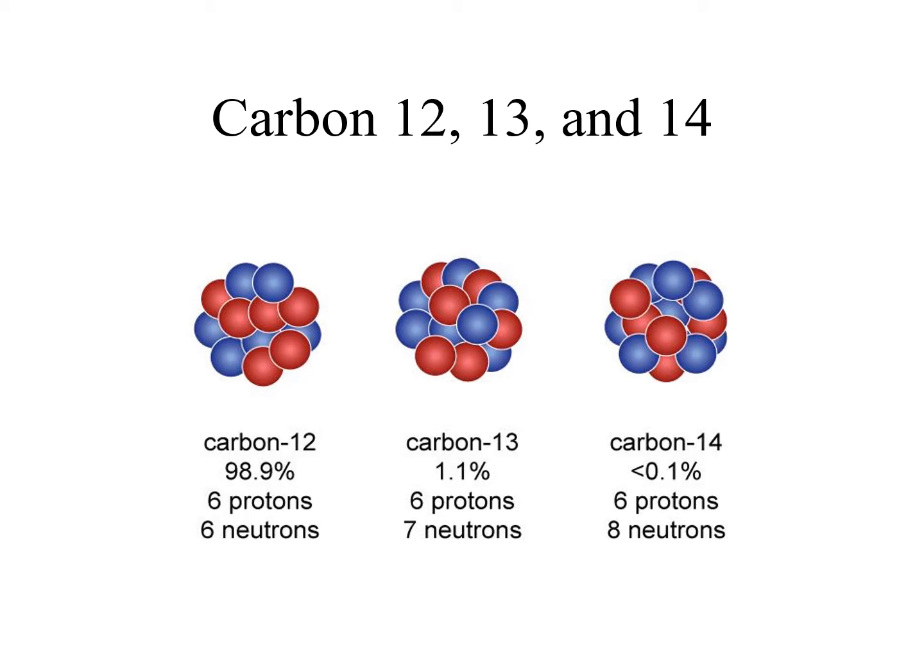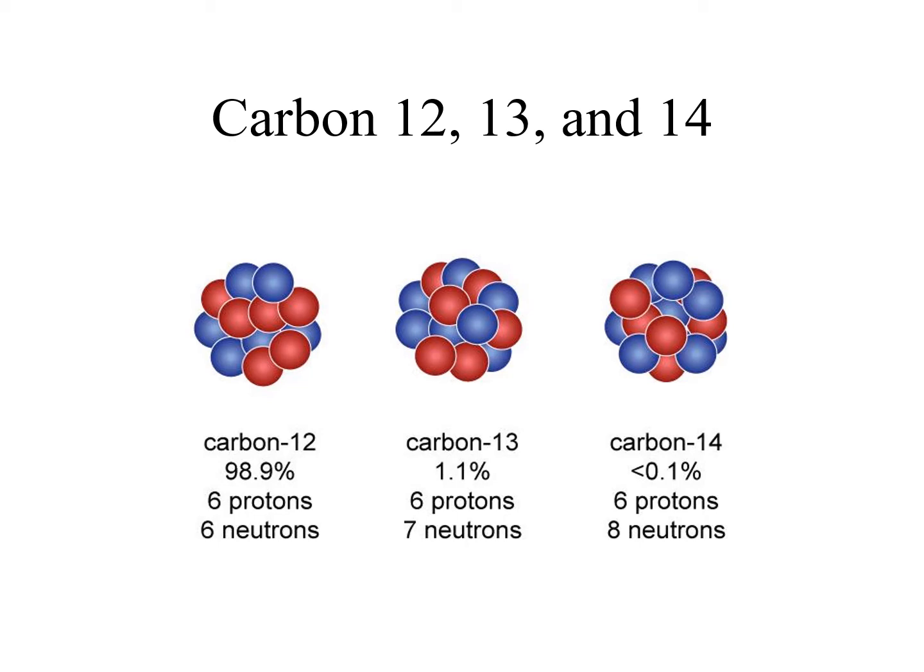Well, what we consider normal carbon would have 6 protons and 6 neutrons. And so this is what's called carbon-12. And as you can see here, 99% of all carbon on Earth is what we call normal carbon.